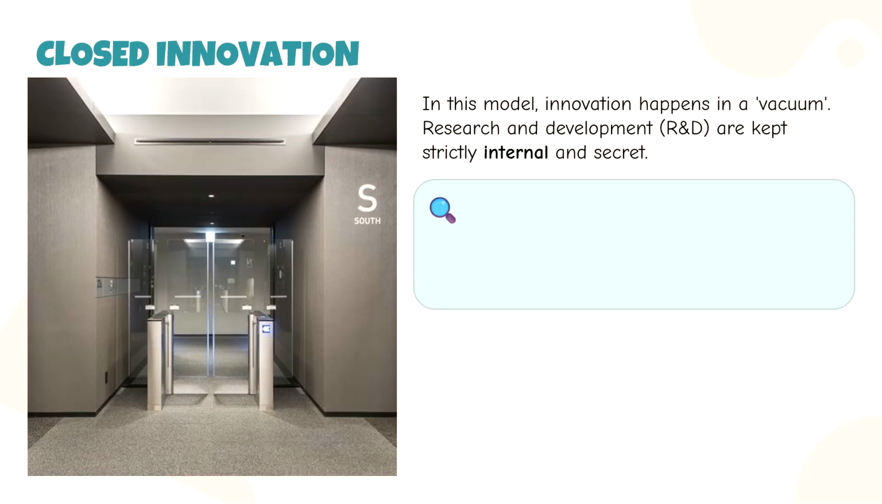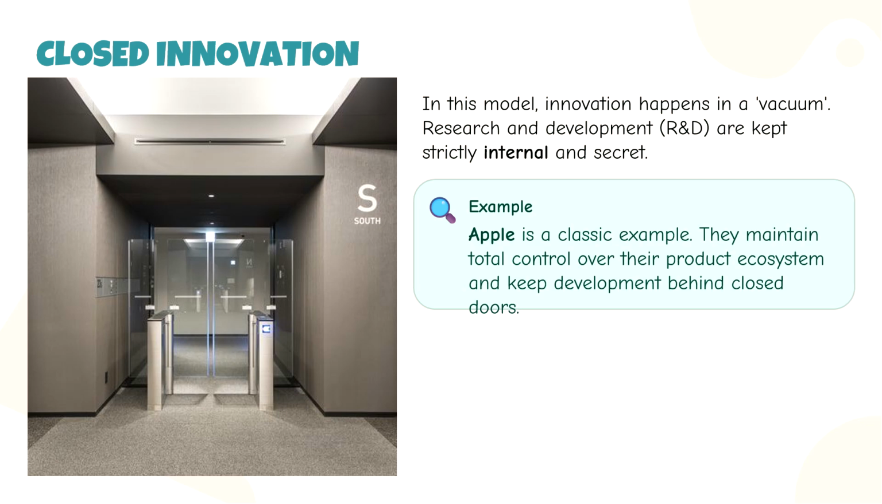For closed innovation, that happens behind closed doors in a vacuum. This is where research and development, also known as R&D, are kept internal and secret. One example is Apple. They maintain total control over their product ecosystem and keep their development behind closed doors. This helps to maintain high security and control of their products. However, they are limited by their internal talent and employees.